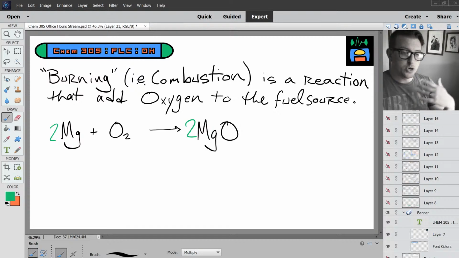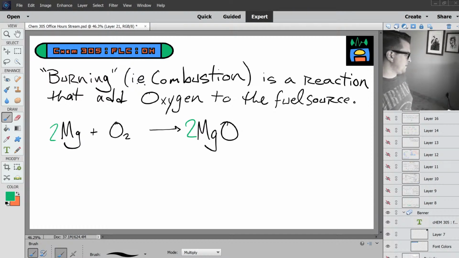Carbon will burn to make carbon dioxide. Let me just take a look at the other things they have in this situation. Iron will burn to make iron oxide. Oh, yeah, okay, they give it there, MgO, magnesium oxide.